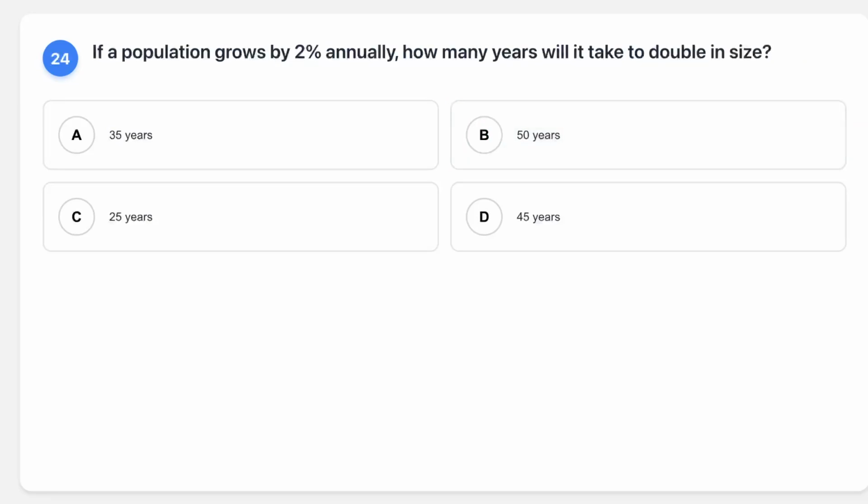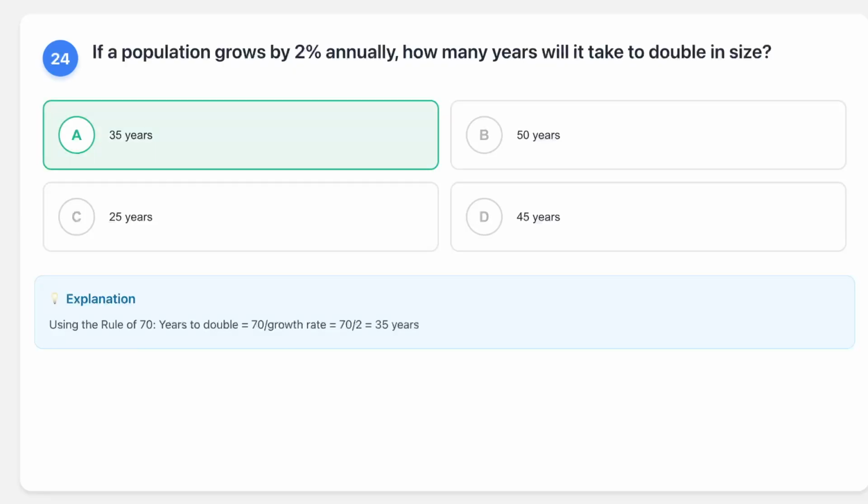Question. If a population grows by 2% annually, how many years will it take to double in size? Option A. 35 years. Option B. 50 years. Option C, 25 years. Option D, 45 years. Explanation. Using the rule of 70, years to double equals 70 / growth rate equals 70 / 2 equals 35 years.